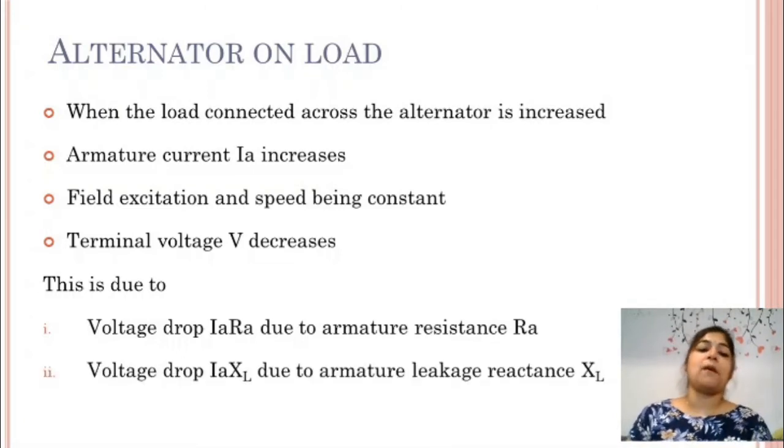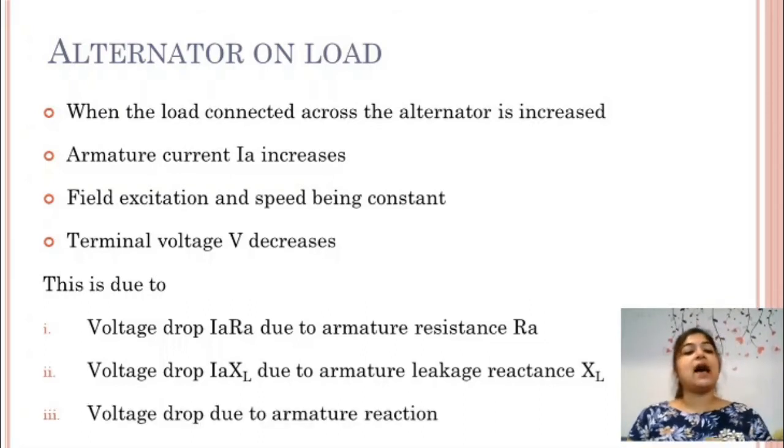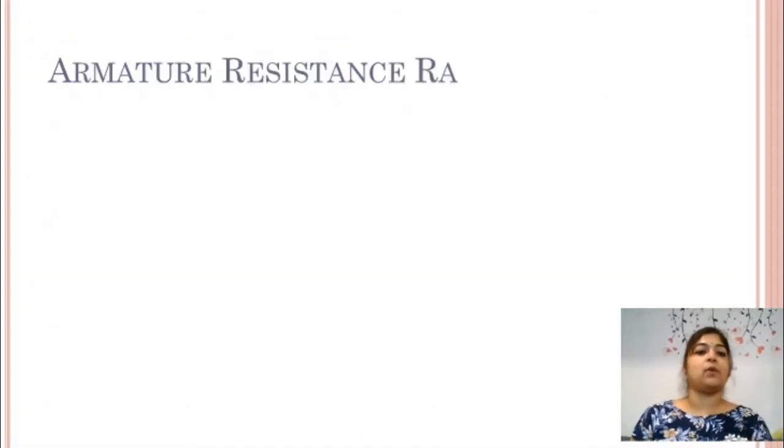Another reason is voltage drop IAXL. Now XL is the leakage reactance, exactly the same as in a transformer. This is because of the leakage flux, and because of this leakage reactance there is a drop called IAXL drop which decreases the terminal voltage. And last but not the least, armature reaction. We have already studied the effect of armature reaction. Considering that, we know that there is a voltage drop due to armature reaction also. So because of these three reasons, armature resistance drop, armature leakage reactance drop, and armature reaction drop, there is a drop in terminal voltage, which is ideally supposed to be constant, but it does not remain constant because of these three reasons. Let's try to understand this one by one.